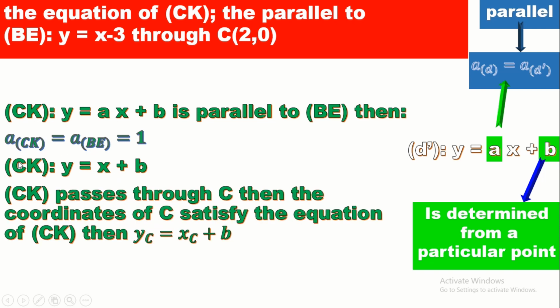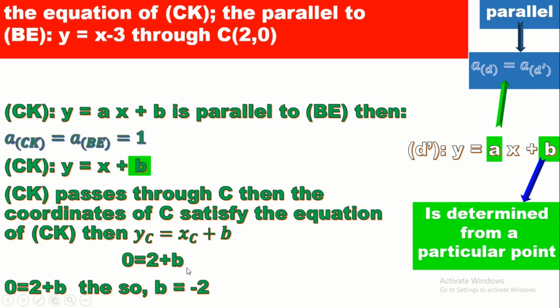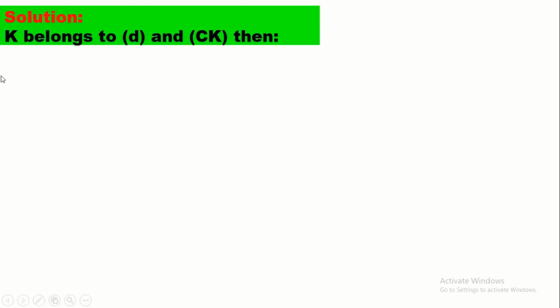Particular point, we have the coordinates of C, so we use C is belonging to the straight line CK. Its coordinates satisfy the equation, so yc equals xc plus b. Now we just replace them, we will get that b equals minus 2. So the equation of CK is y equals x minus 2. After finding the equation, we have the equations of the two lines. We can find the point of intersection.